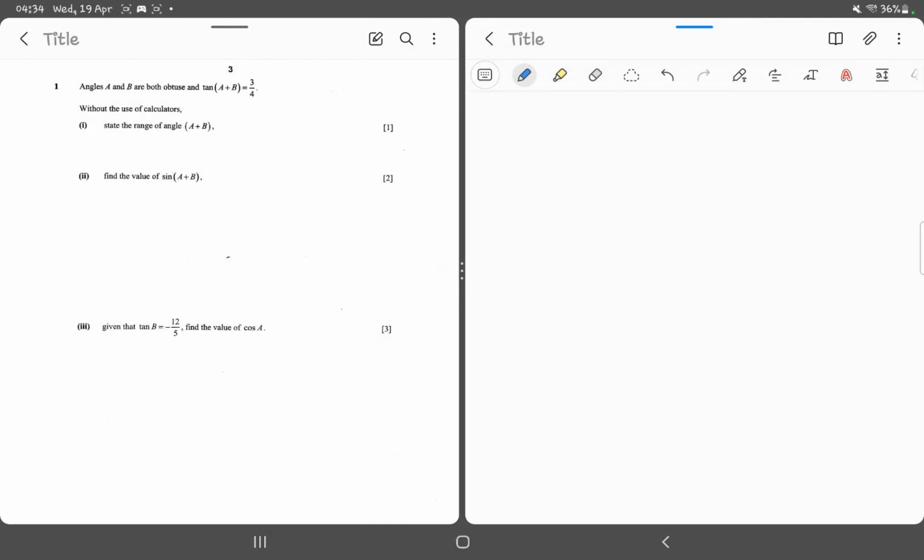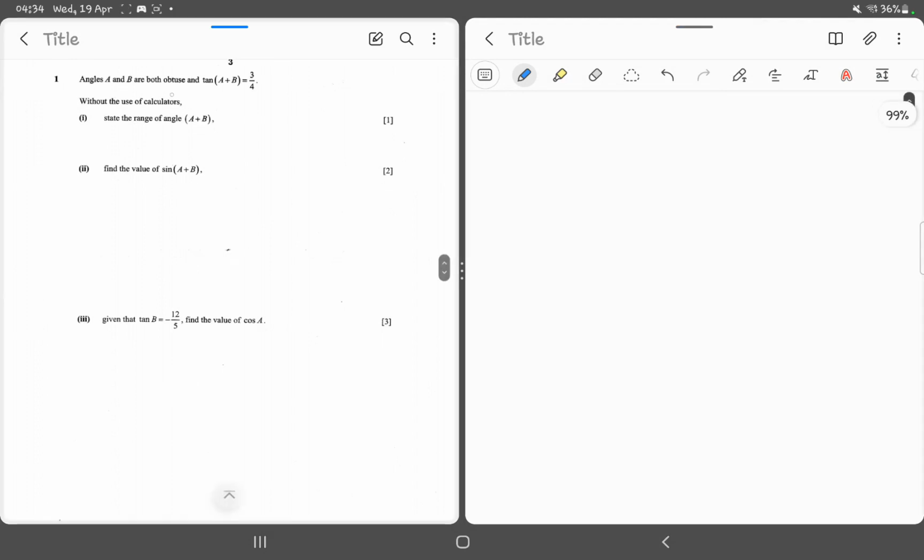Here, we are going to try question number 1 on AHS2021A Math Prelim Paper 2. Question 1 is on angles, specifically ASTC, that we have learned in A Math. Basically, the question tells us that angles A and B are both obtuse.